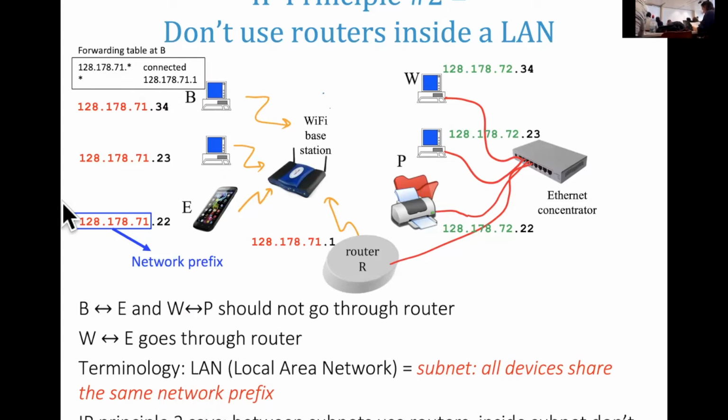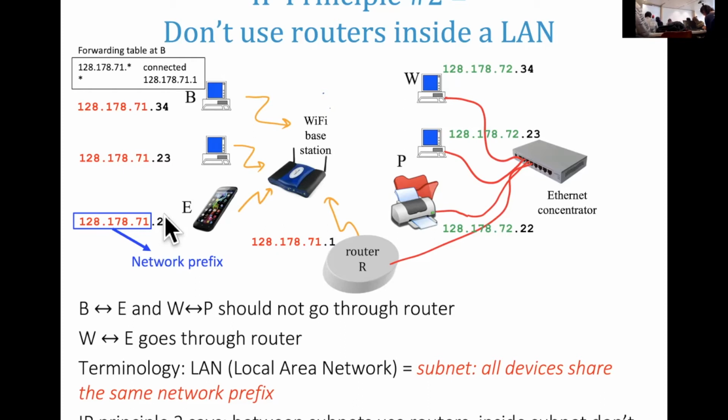Here I have 2 LANs. At the left interface of this router, I have 1 LAN. So all devices in this LAN, including the interface of the router that is in this LAN, share the same network prefix. In this example, it is the first 24 bits of the IP address. We say these devices are in the same LAN.